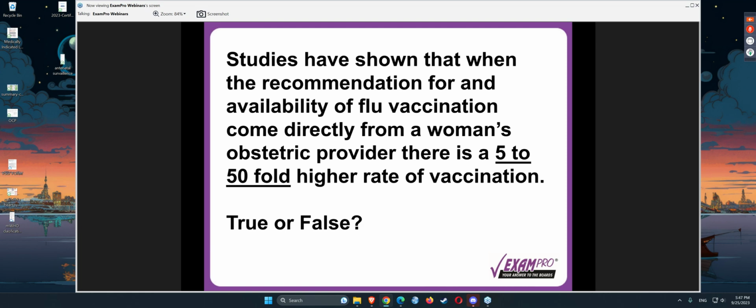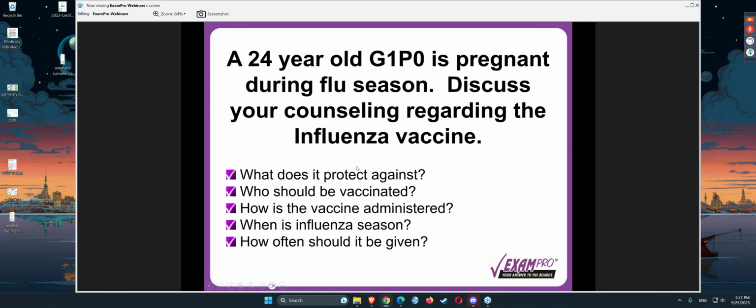True. And you would be correct. When an obstetric provider recommends and can provide the flu vaccine, the likelihood of a patient accepting it and getting vaccinated is much higher. So we have a really important role to play here. All right, going to the next slide.